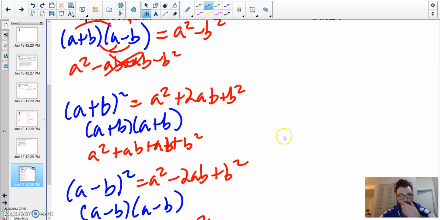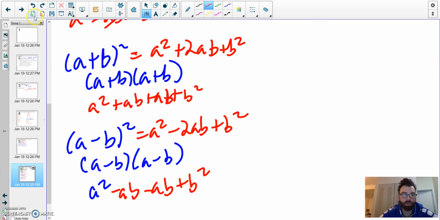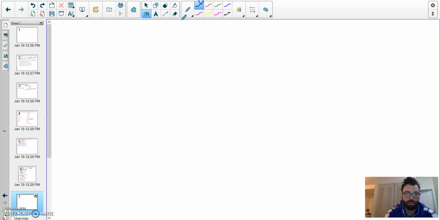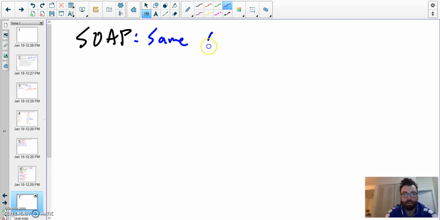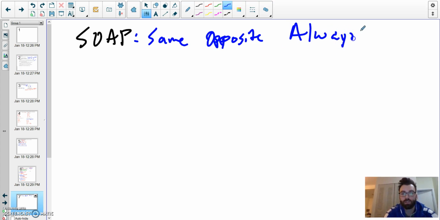All right. There's a second one when we're dealing with trinomials. It's called SOAP, which you saw in your second year algebra course. Same, opposite, always positive. Always positive. All right, so what does that look like?